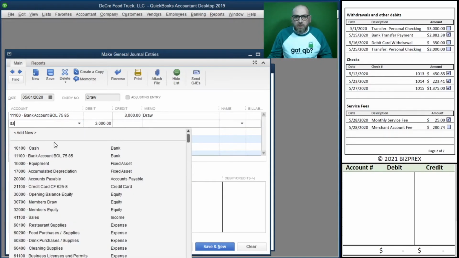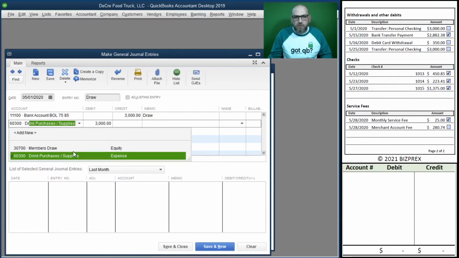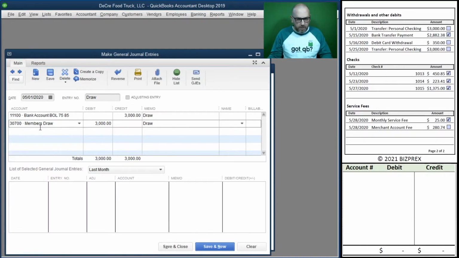And then the other one is our draw account, right? So that's our equity account. Equity accounts go down when they're debited, right? So that's what's happening here. Money is leaving the business, we're taking it out, and we're not using it for business purposes. So our equity is reduced and our balance in our bank account is reduced.